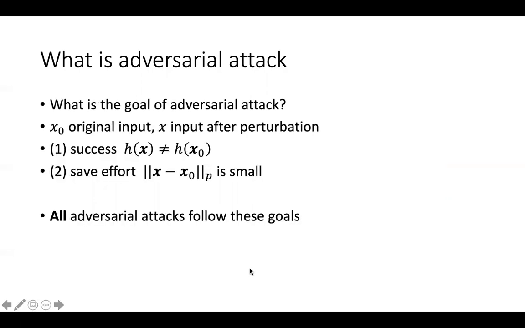So what is the goal of adversarial attacks? There are two goals. The first one is we want the perturbed image to change the label. So h(x) is the classifier. Secondly, we keep the perturbations small. So we want the distance between x and x0 to be small. From now on, all the adversarial attacks we are going to discuss today should follow these two goals.